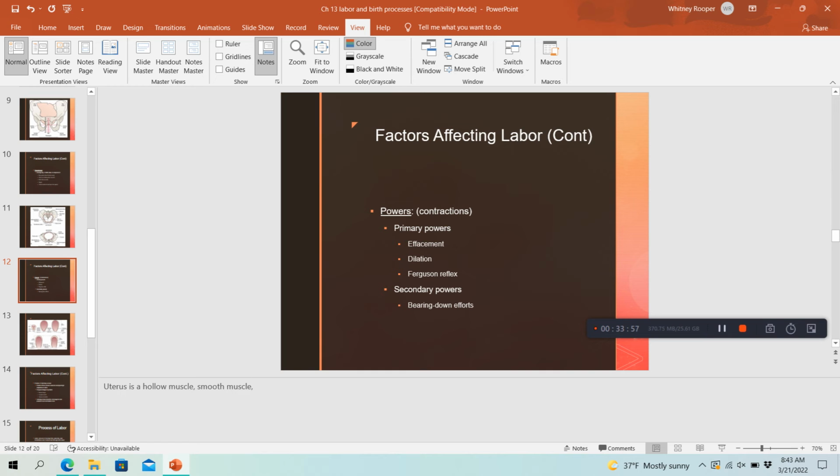It's almost like a tube of toothpaste being squeezed both from the top and from the outside in. So that's what contractions are doing. They're pushing down from the top as the fundus of the uterus contracts, or top of the uterus, and then from the sides it also pushes down as it squeezes in. So there's two sources of pressure there. Those primary powers, or those contractions, cause dilation of the cervix and effacement or thinning of the cervix. And I'll show you some pictures of that in just a minute.